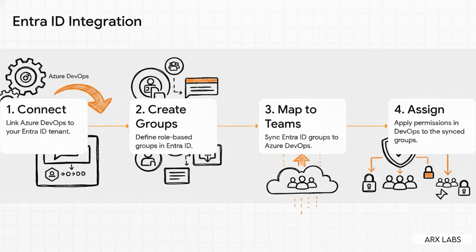First, you make that connection to Entra ID. Then, you create your role-based groups right inside Entra ID. Next, you sync those groups over to your Azure DevOps teams. And finally, you assign the actual permissions to those synced groups inside DevOps. Boom. You've got a system that's predictable, scalable, and way more automated.